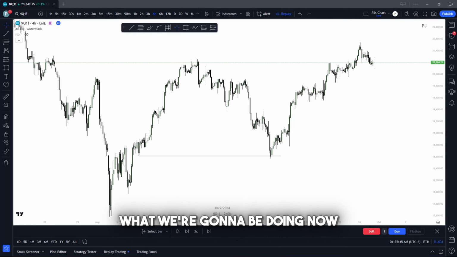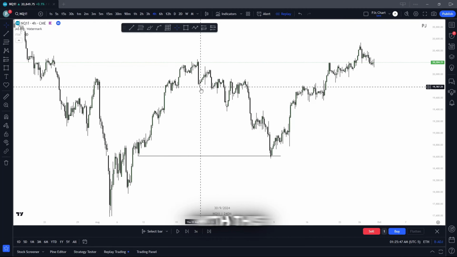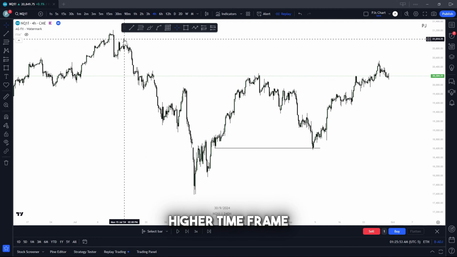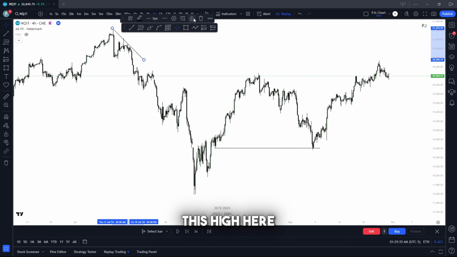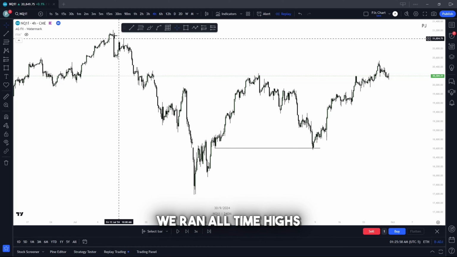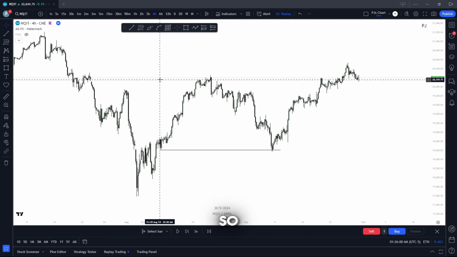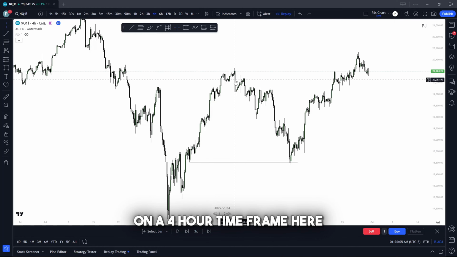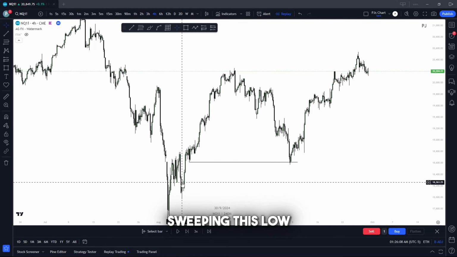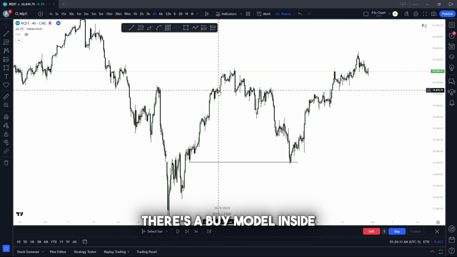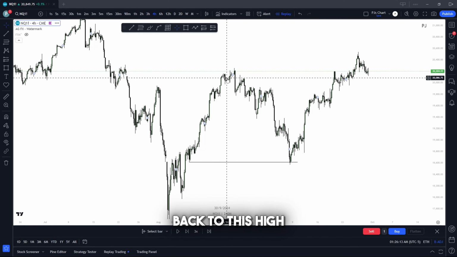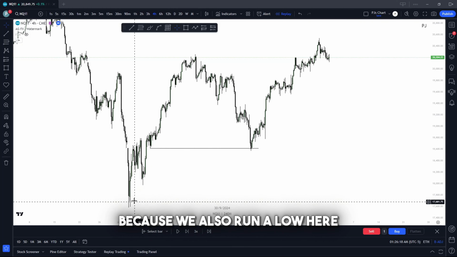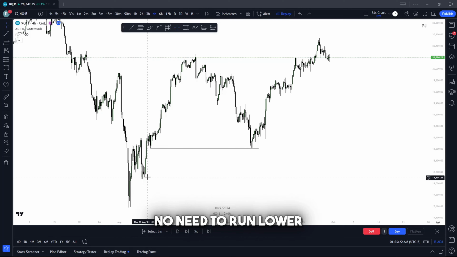What we're going to be doing now is dissecting this market maker buy model with this sell side of the curve into this buy side of the curve inside of this higher time frame buy model into this high here. As we know, we ran all-time highs and ran into this buy model high, so it's perfect to fractalize the buy model on a 4-hour time frame here from this high to this low, sweeping this low. We can see there's a buy model inside from this high to this low back to this high, but it's not as clean, and I want to be able to use this one because we also run a low here, so we know there's no need to run lower.